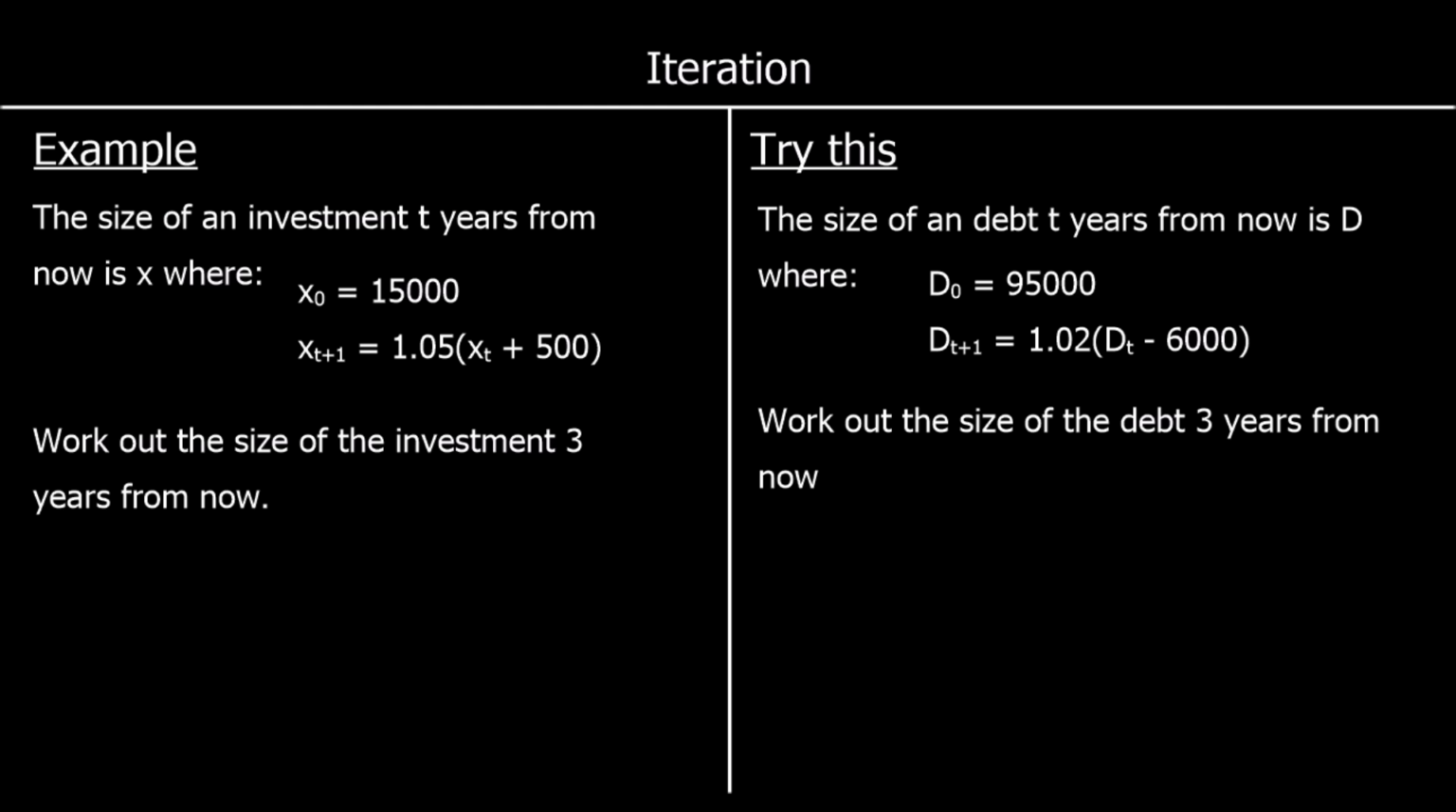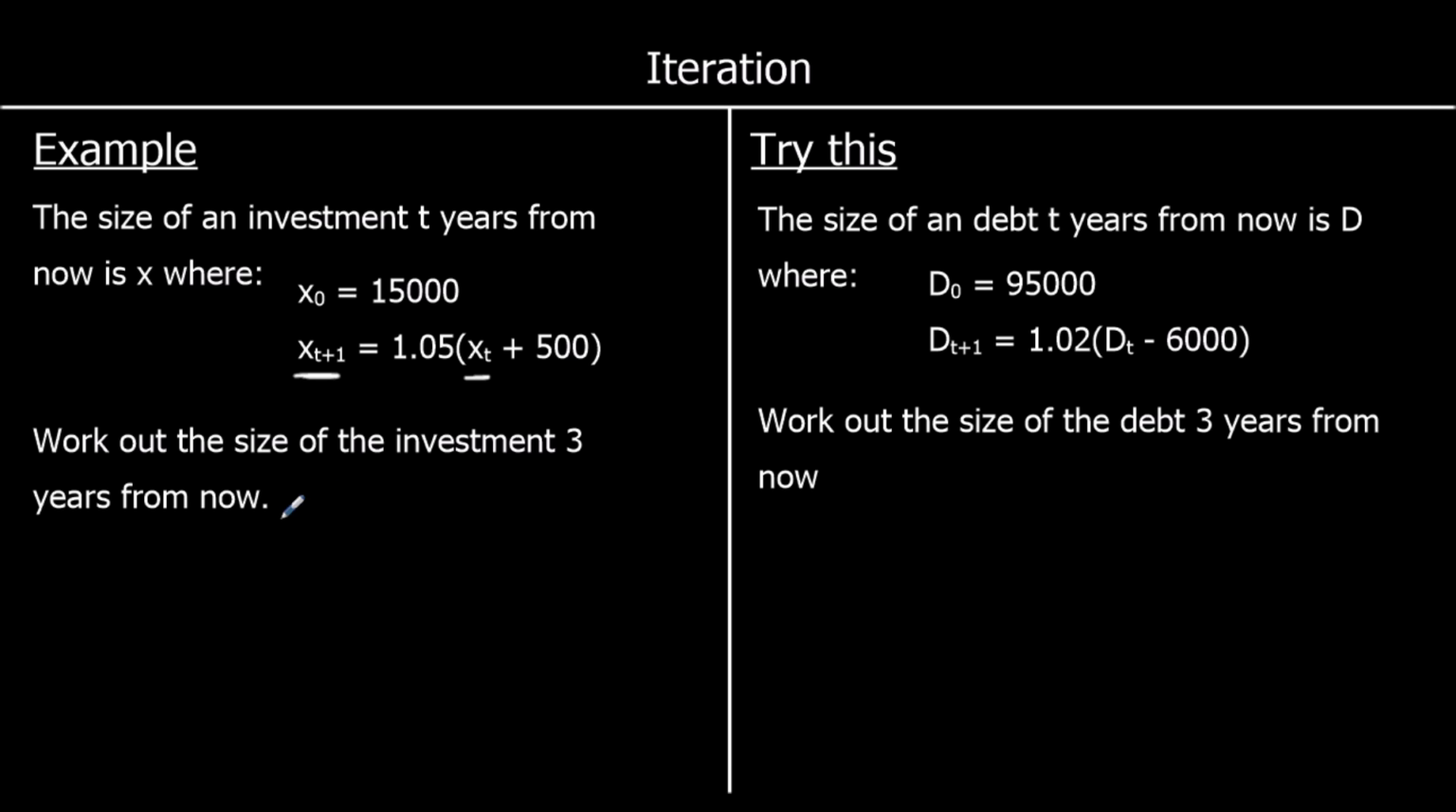An iterative process is a repetitive process where we keep putting our answer back into a formula to get the next answer. Here we've got a question that says the size of an investment t years from now is x, where x0, the initial x, is 15,000, and x(t+1) equals 1.05 times xt plus 500. This means the next answer is 1.05 times the previous answer plus 500.